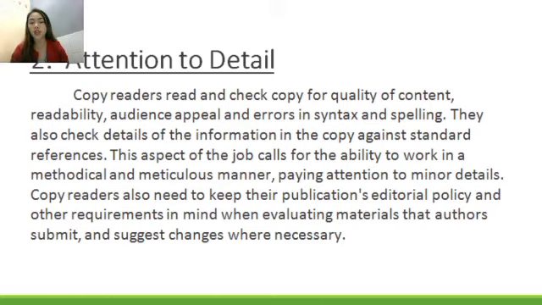Copyreaders read and check the copy for quality of content, readability, and audience appeal, and errors in syntax and spelling. They also check details of the information in the copy against standard references. This aspect of the job calls for the ability to work in a methodological and meticulous manner, paying attention to minor details. Imagine that one, guys, hindi lang sa malalaking pagkakamali, but even for minor details.